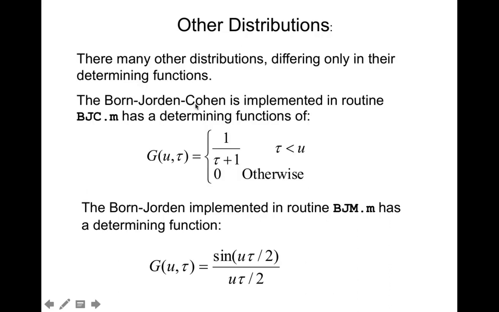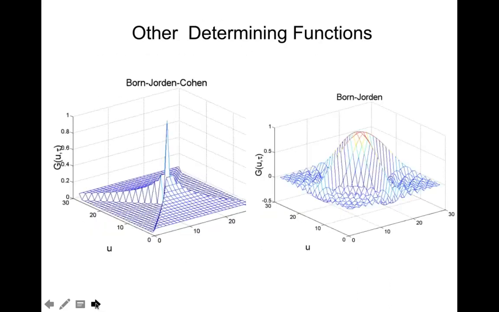The Born-Jordan-Cohen function is also implemented in your author's collection of algorithms. It's bjc.m. The determining function there is that g is 1 over tau plus 1, where tau is less than u. It's 0 otherwise. There's also a Born-Jordan, which is sine of u of t over u of t, so this is like the sinc. You probably recognize that. So pretty much you can use whatever filter is of interest.